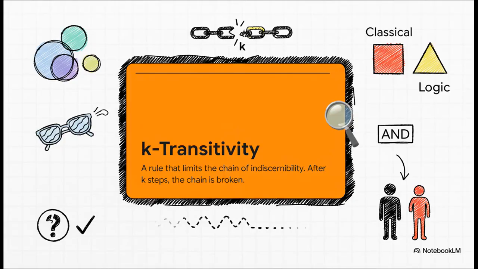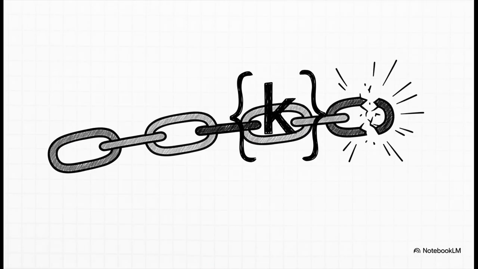And here is LID's incredibly elegant solution. It's called K-transitivity. It just introduces one powerful new rule. It says that chain of "is the same as" doesn't go on for infinity. It's only valid for a specific number of steps, a number we'll call K. After you hit K steps, the logical connection is just broken. The chain snaps. And just like that, the slippery slope hits a wall. It is stopped cold.